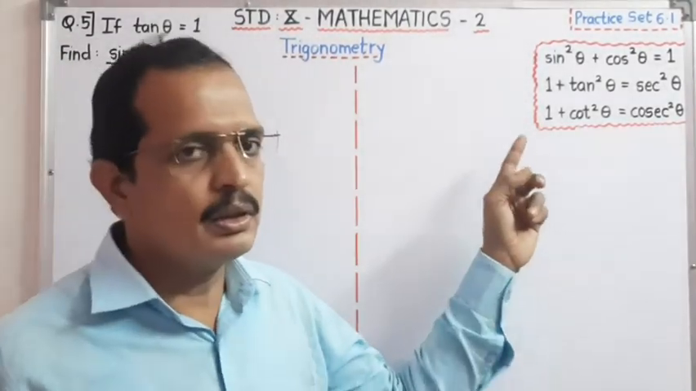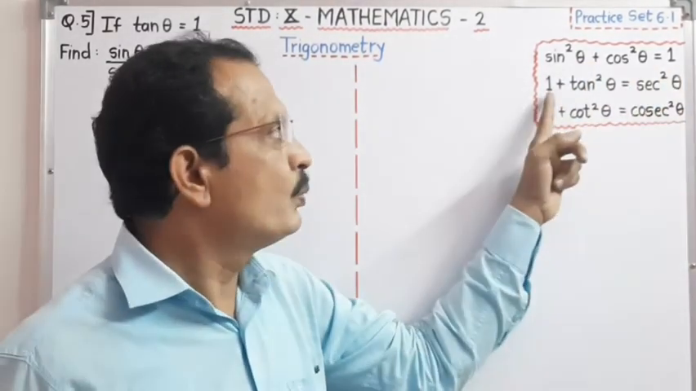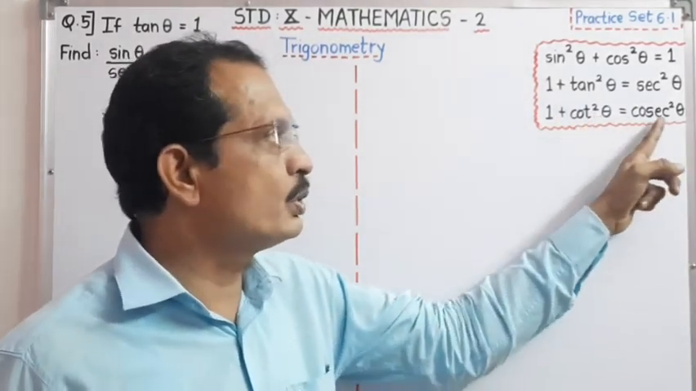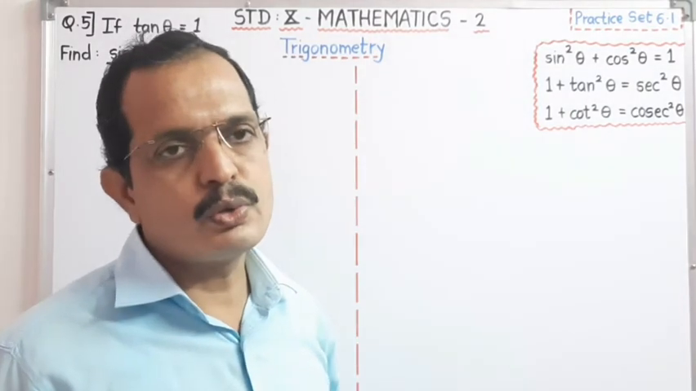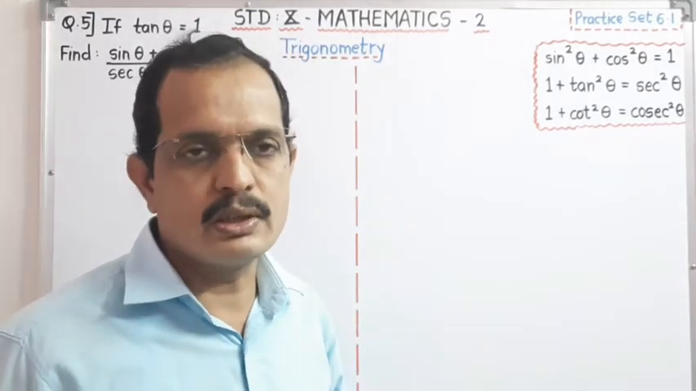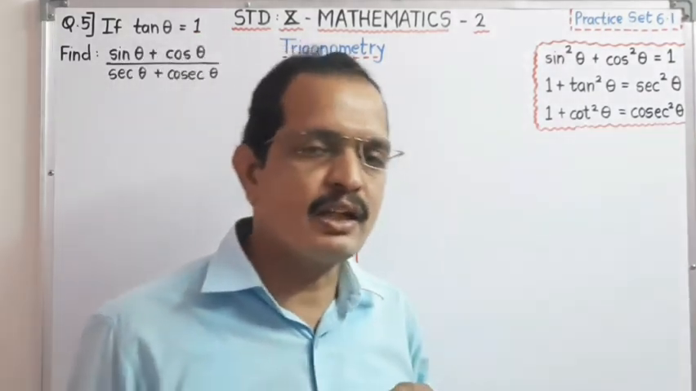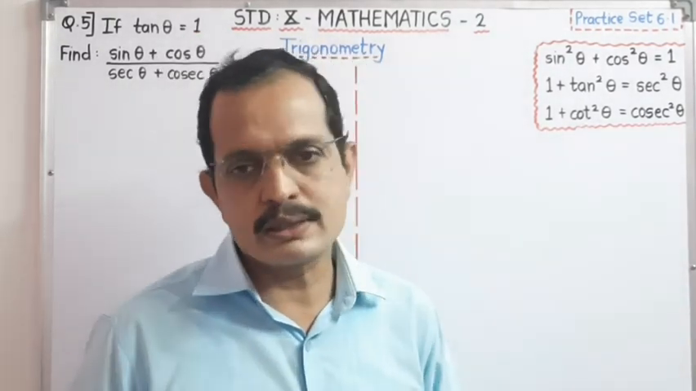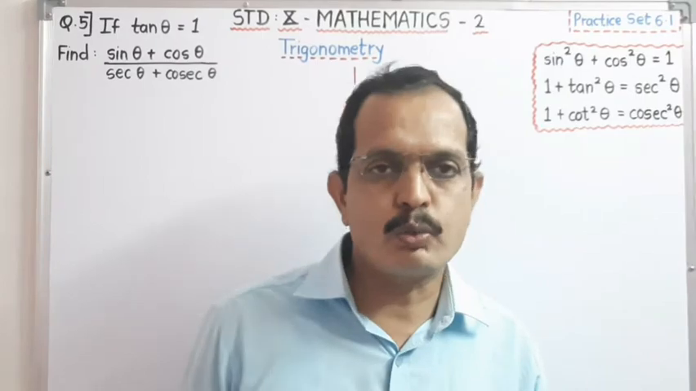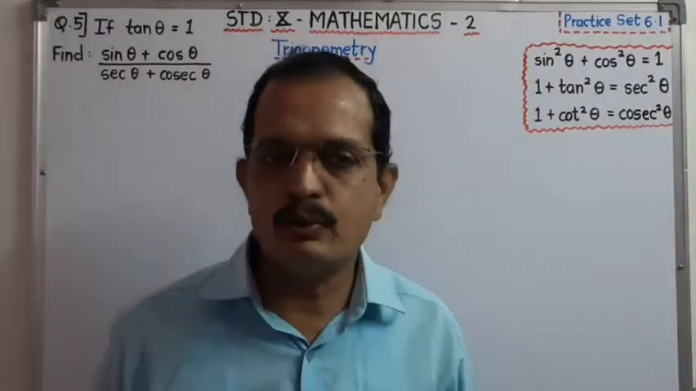Just revise the identities. First one is sin square theta plus cos square theta is equal to 1. 1 plus tan square theta is equal to sec square theta, and 1 plus cot square theta is equal to cosec square theta. And dear students, we know that sin and cosec are inverse of each other. That means sin theta is equal to 1 upon cosec theta. Then cos and sec are inverse. Cos theta is equal to 1 upon sec theta, and tan and cot are inverse, tan theta is equal to 1 upon cot theta. Like this, these properties, formulas and identities we have to use.